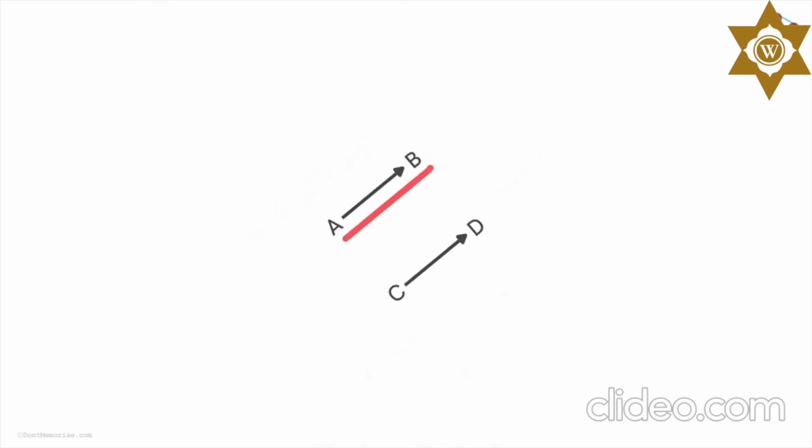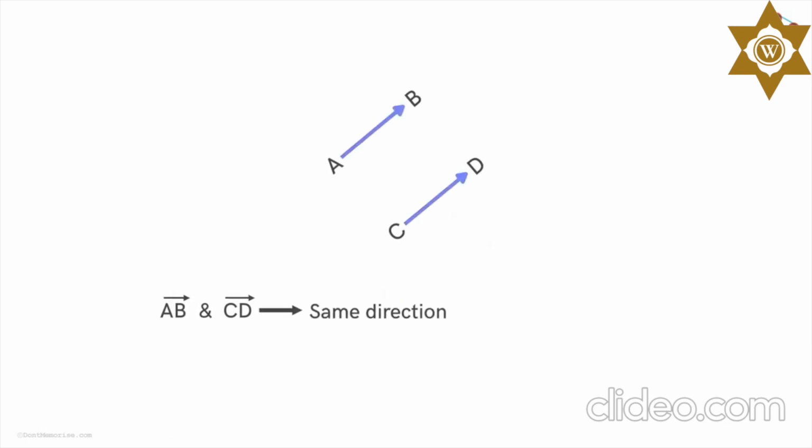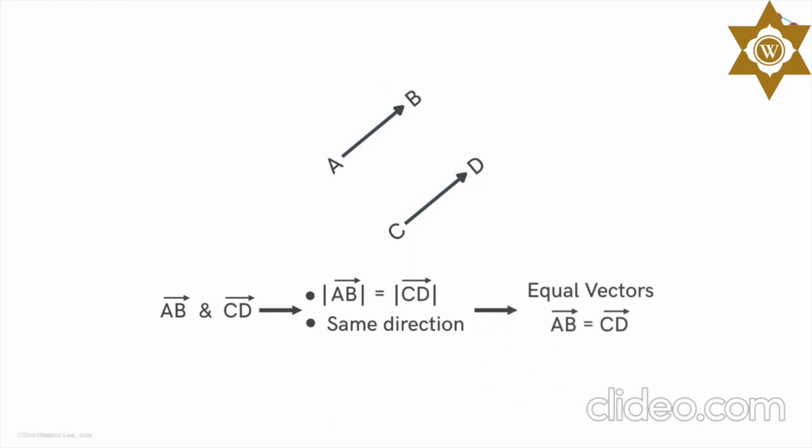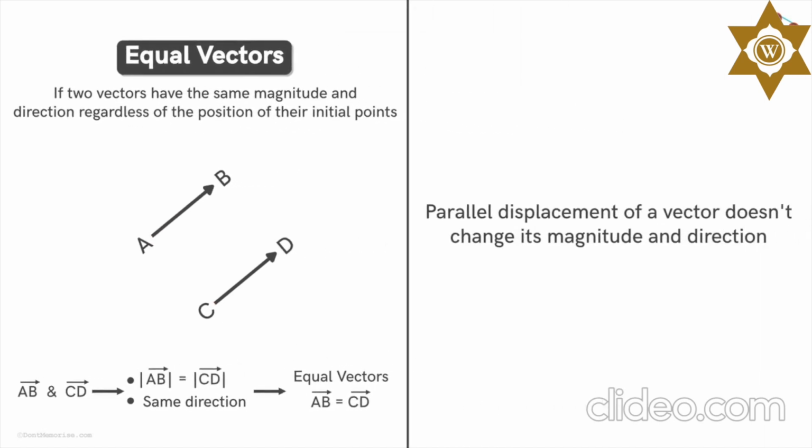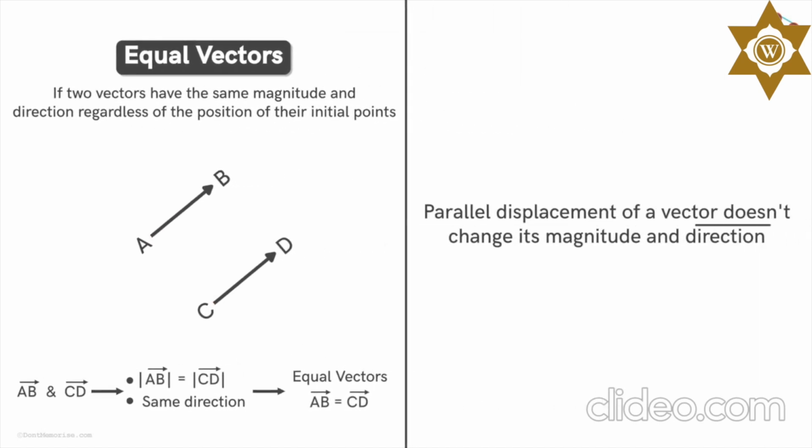Now consider vector AB and vector CD. They both are directed in the same direction and have the same magnitude. So we can say that vector AB is equal to vector CD. Two vectors are said to be equal if they have the same magnitude and direction regardless of the position of the initial points. Notice this important point. It tells us that it's insignificant where the initial points of the vectors are if they're equal to each other. So according to this, we can move a vector parallel to its position without affecting its magnitude and direction.